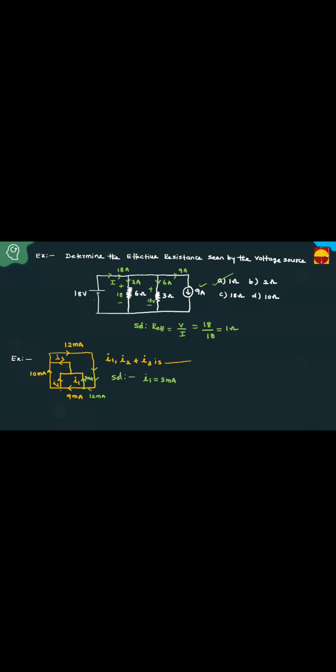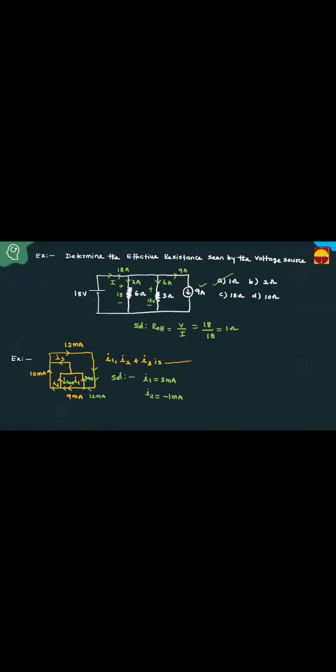Next, what about I2? Listen, sir. Here, 9 milliampere is entering, 10 milliampere is leaving. Then what about I2? This 1 milliampere is entering. So 9 and 1 are entering, 10 is leaving. Then what is I2? Minus 1 milliampere. Opposite now. This 1 milliampere is opposite to I2, so I2 is minus 1.